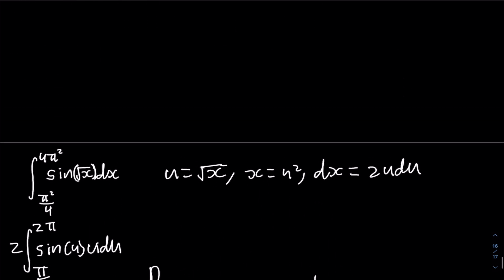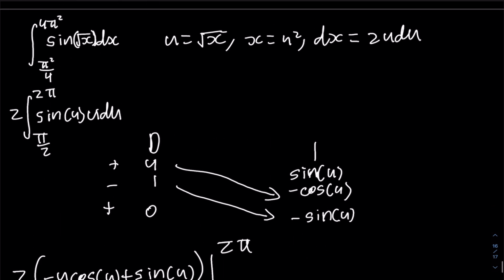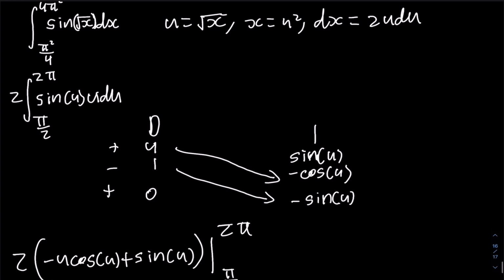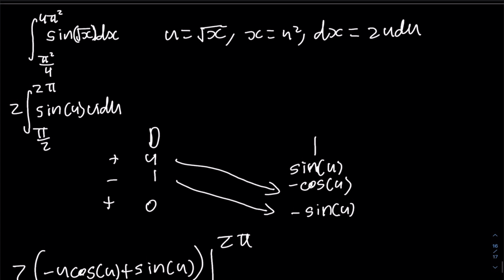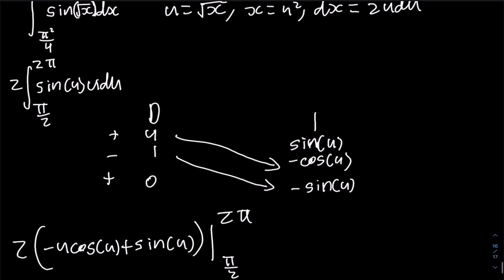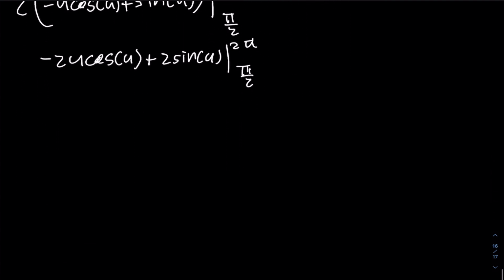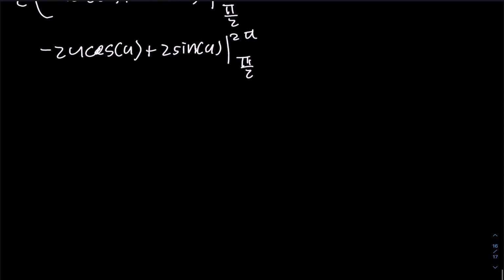I'm just going to double check if we made any mistakes. We used the square root of x, we found x to be u squared, and we fixed the limits of integration. We performed an integration by parts here, and then we get this. What we need to do now is use the fundamental theorem of calculus, where we plug in the upper bound and subtract plugging in the lower bound.